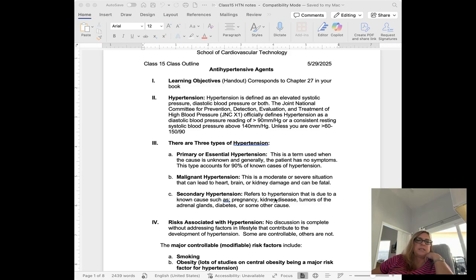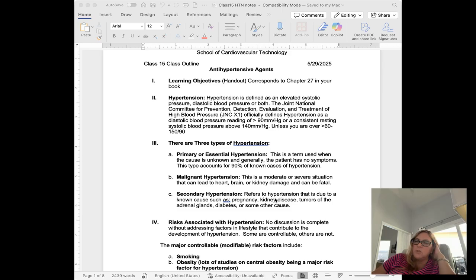Remember, salt, sex, stress. And the cortex has aldosterone, which is responsible for reabsorption of sodium. So obviously, any kind of tumor in the adrenal cortex that may cause the cortex of the adrenal gland to secrete excessive aldosterone is going to lead to increased reabsorption of sodium, which can obviously increase blood pressure.